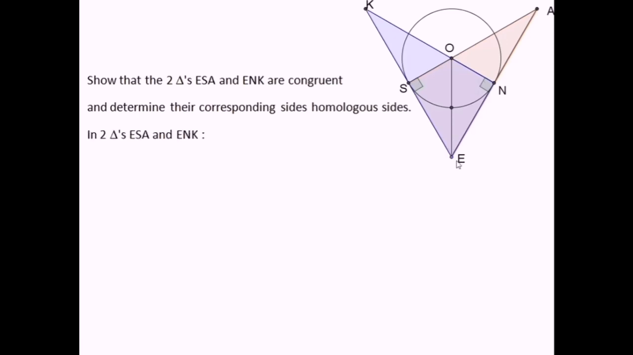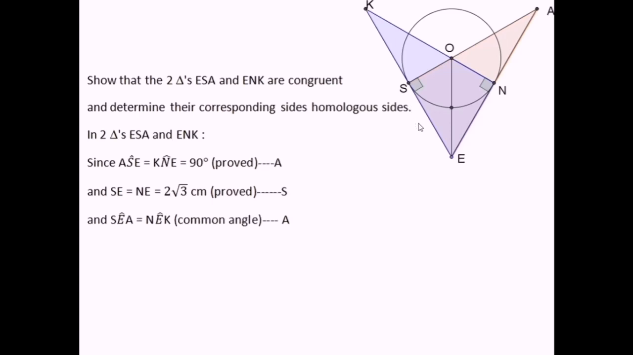So how to write them? We can say in two triangles, we have to state where we are. In two triangles, ESA and ENK, we have ASE equal KNE equal 90, already proved, so we got an angle here, and SE is equal to NE equal 2 radical 3, already proved. Here it is a side, and SEA is equal to NEK as a common angle. Then the two triangles are congruent by angle, side, angle. This is how we prove congruent.